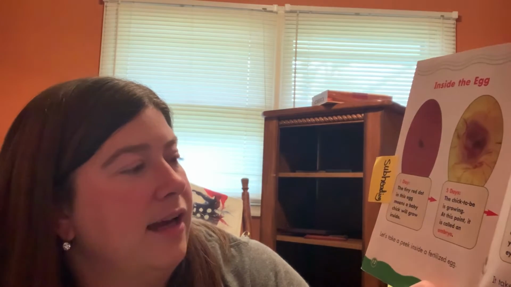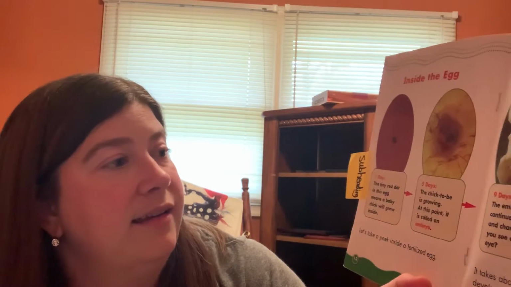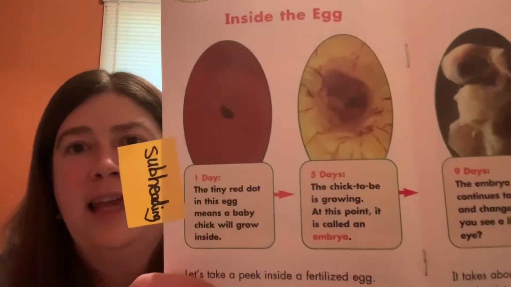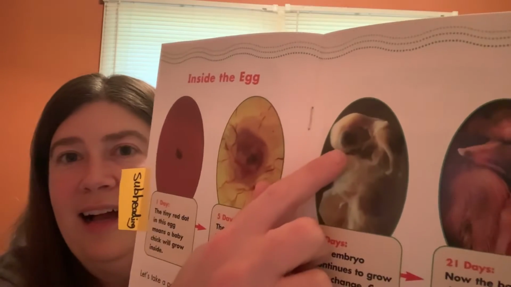Day 1, the tiny red dot in this egg means a baby chick will grow inside. 5 days, the chick to be is growing. At this point, it is called an embryo. 9 days, the embryo continues to grow and change. Can you see a little eye?